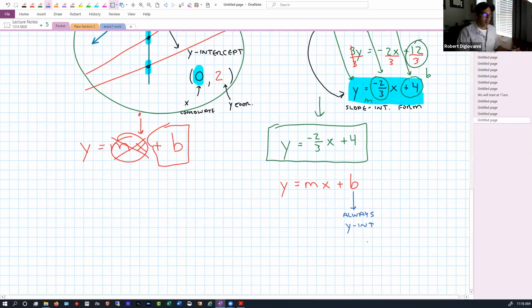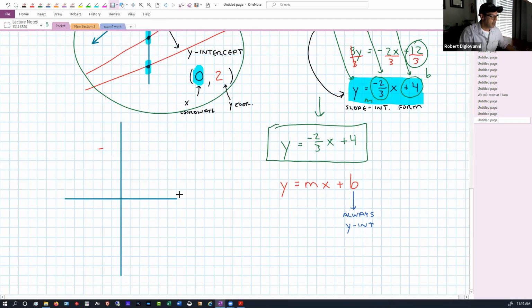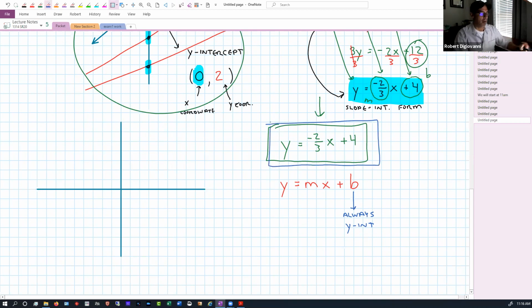Okay, well, how does that help us? Well, it helps us because we want to graph this, right? That's our ultimate goal, is to graph this line. So by looking at this equation, y equals -2/3 x plus 4, we know that the 4 is the y-intercept. So I can just go 1, 2, 3, 4, and I can just put a dot there. And I know that that dot for sure is part of my line, right? Guaranteed.